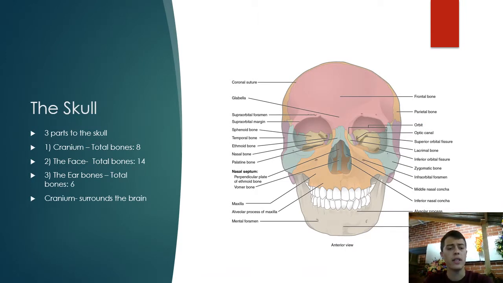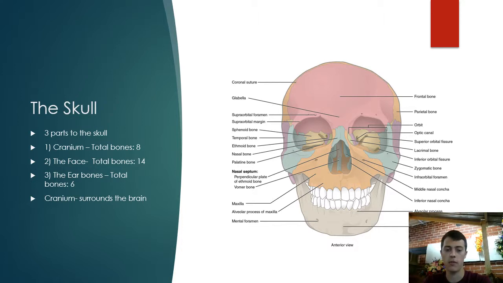The skull contains 3 parts: the cranium, the face, and the ear bones. There are 8 total bones in the cranium, 14 total bones in the face, and 6 total bones in the ears. The cranium encases the brain, surrounds the brain, if you will. That's the top part of the skull.